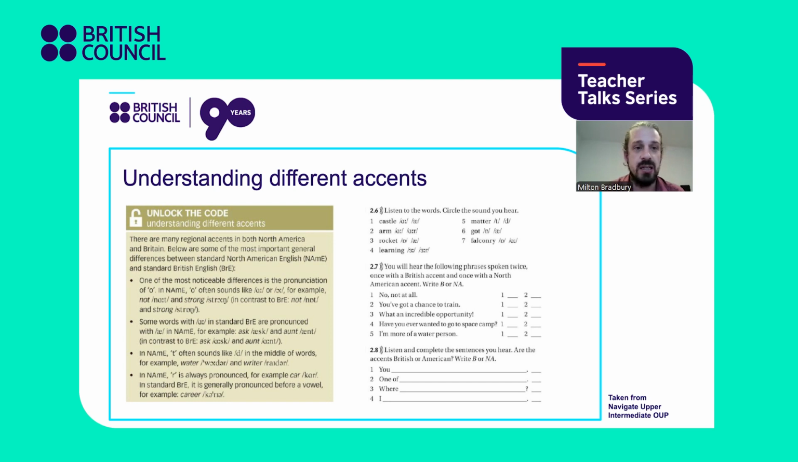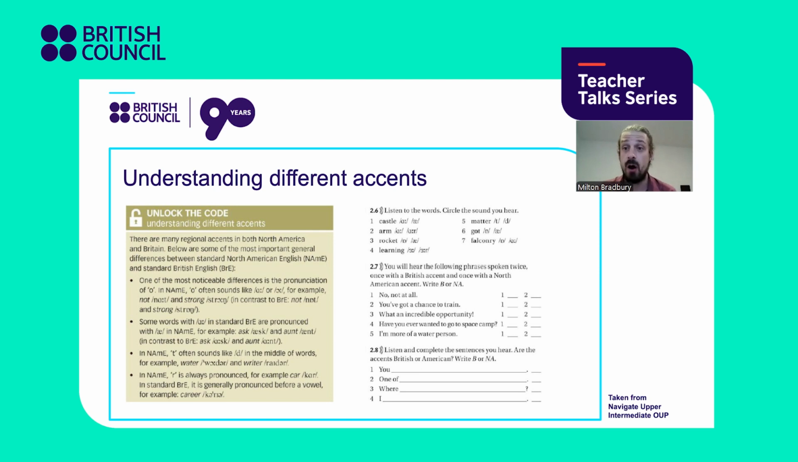So, for example, you can see in the bullet points, they're explaining the differences here, okay? So the letter O can sound like O or O, okay? So, for example, in American English, they might say nut, but in British English, we'll say not.